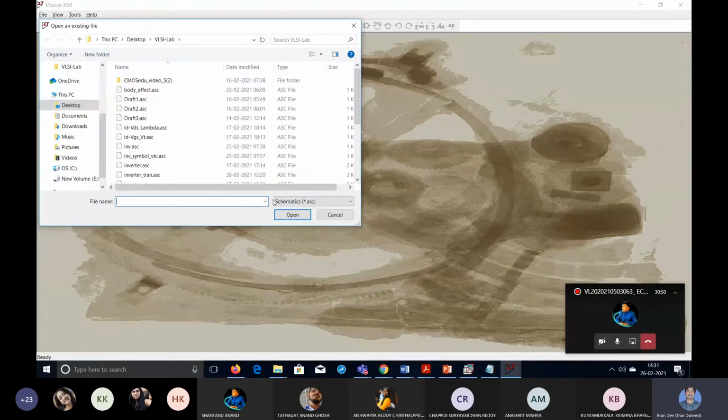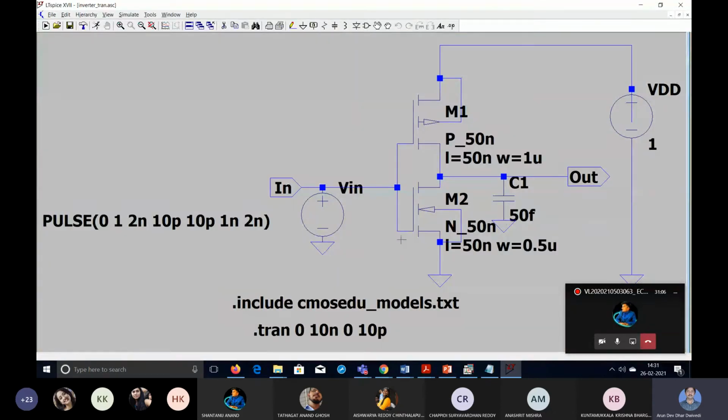Open CMOS inverter design, but it has two parts: transient characteristics and voltage transfer characteristics. Previously, we have discussed a little bit about voltage transfer characteristics. Let me start with transient characteristics first. So I am explaining the CMOS inverter transient characteristics.